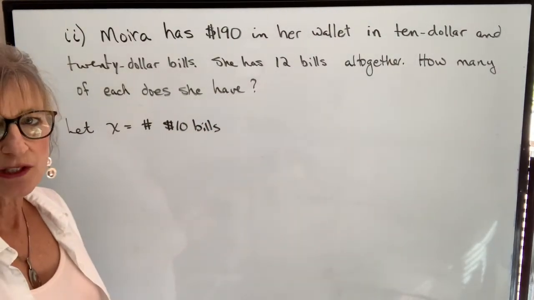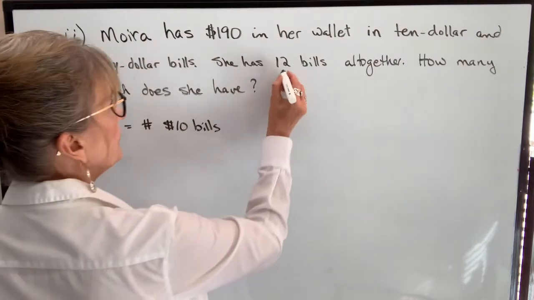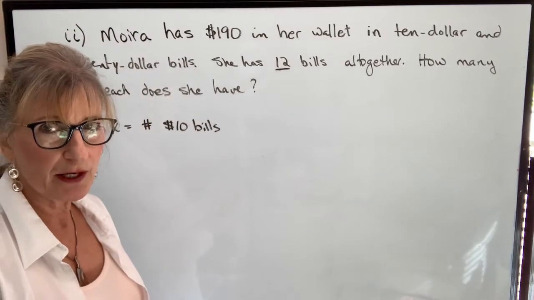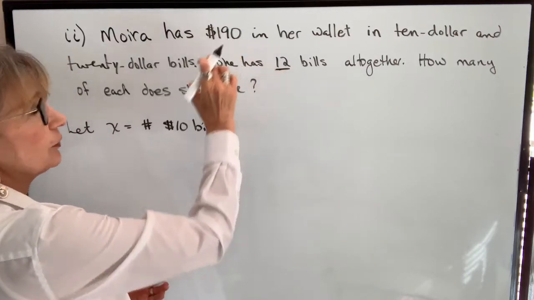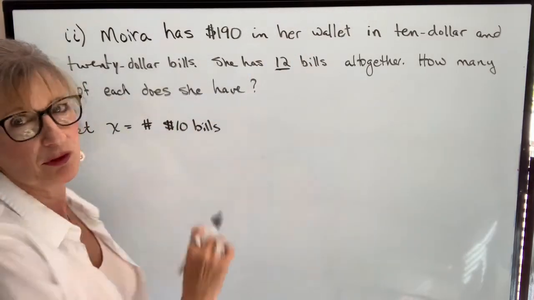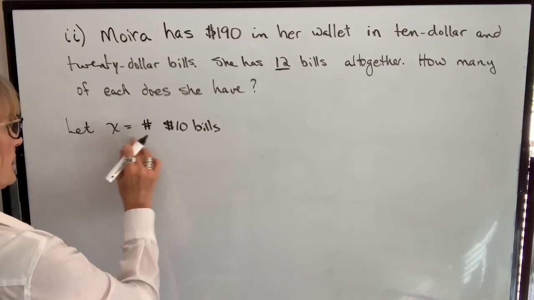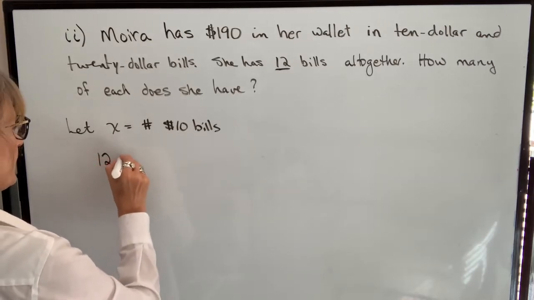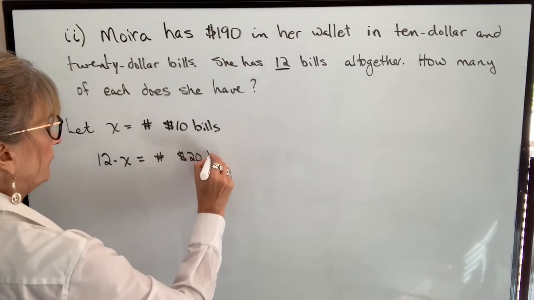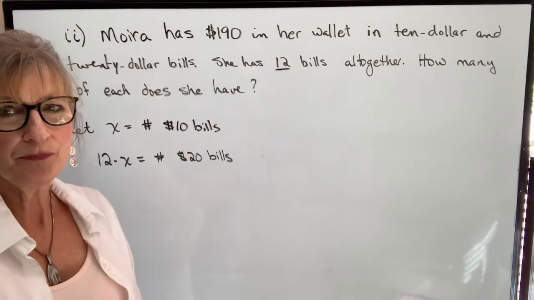So then we need to express the number of $20 bills in terms of X. So what do we know? We know there are 12 bills altogether. So when we're talking about number and not value, we concentrate on that rather than the $190. This represents the number of bills, so we look at the number of bills. So if there's 12 bills altogether and X of them are $10 bills, 12 minus X would be the number of $20 bills. Once we've used that value, we don't worry about it anymore.